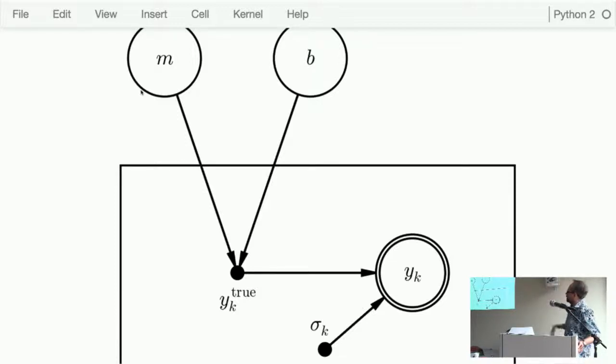So we have M and B, which are parameters of our model. And once we've chosen M and B, a gradient and intercept of a straight line, then we can go to each one of our X values, which I've omitted to draw on this diagram, apologies.